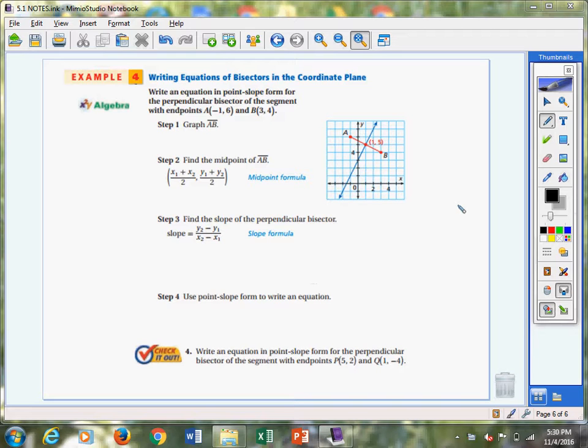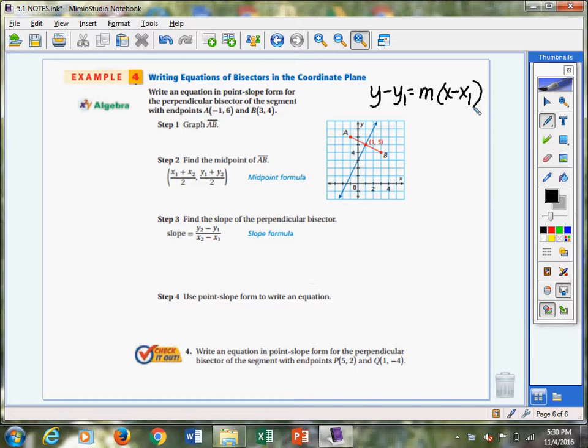Okay, we're going to write an equation in point-slope form. If you don't remember point-slope form, that's y minus y1 equals m times x minus x1. Remember, the whole point of that is you need to know two things to use this formula: a point and the slope. That's how you use this formula. You've got to know a point and the slope.